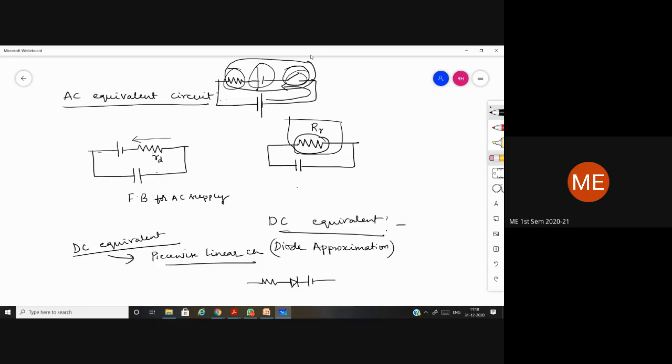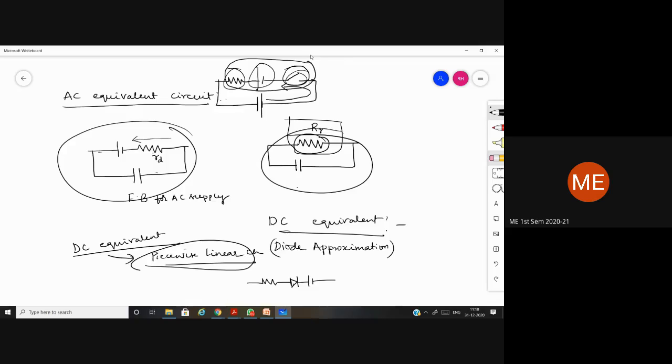Okay? I'm repeating again. AC equivalent circuit means it contains a capacitor, and these are the two formats of equivalent circuit we have. DC equivalent circuit means you need to write the piecewise linear characteristics with the resistor, an ideal diode, and a battery. This is the DC equivalent circuit. Remember it. They can ask you for diode approximation, or they can ask you to explain DC equivalent circuits. Then also you should write diode approximations only.